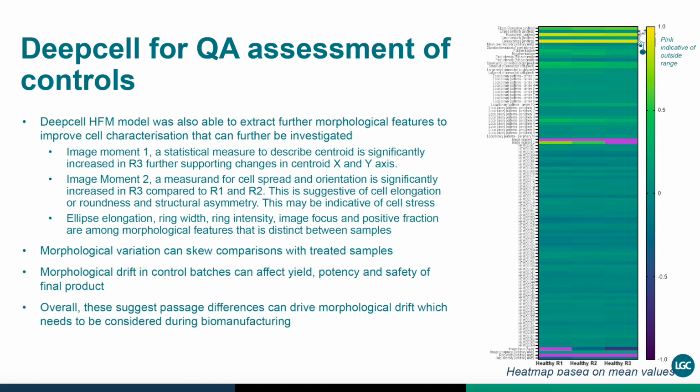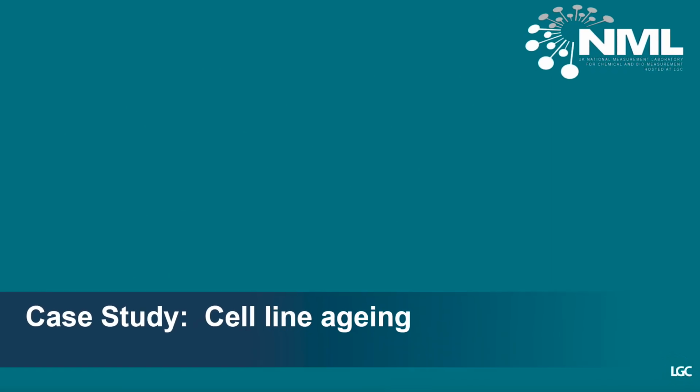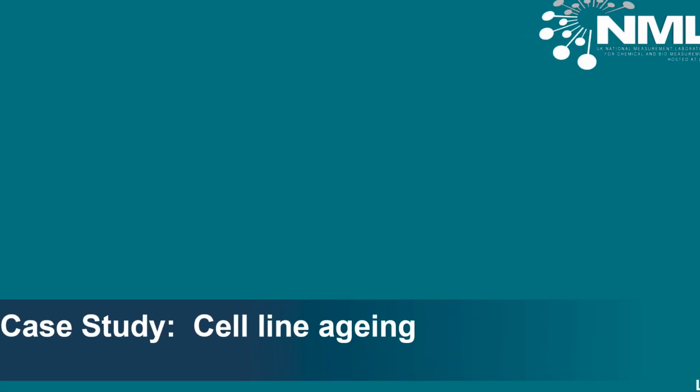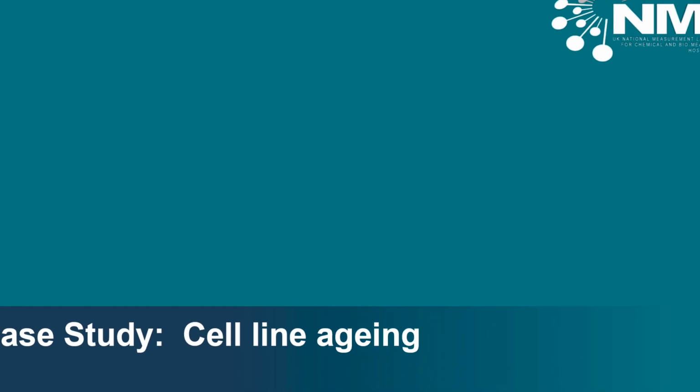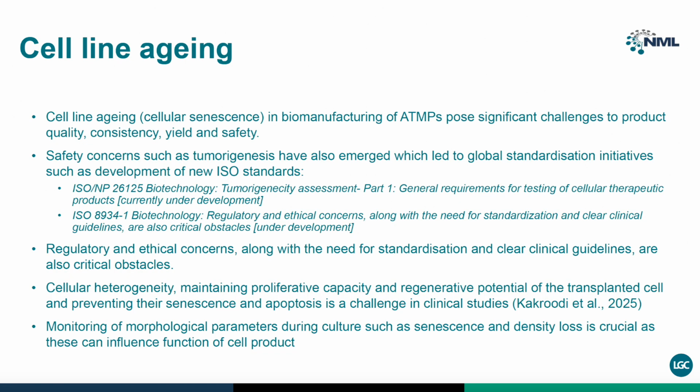So now that we can see that there's differences in control samples, what we wanted to also see is if DeepCell is able to determine cell line aging and actually identify various different clusters associated with cell line aging. So this is a major challenge in ATMP production. So cellular senescence or cell line aging, as I mentioned here, in biomanufacturing pose significant challenges to product quality, consistency, yield, and safety. And safety concerns, such as tumorigenesis, have emerged, which led to global standardization initiatives such as development of new ISO standards.